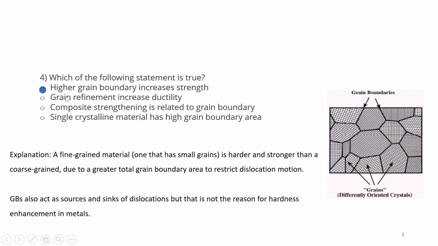So all statements, such as grain refinement increases ductility, it doesn't increase ductility, it increases strength. Composite strengthening is related to grain boundary? No, it is not related to that, it is related to dispersion. And single crystalline material has high grain boundary area? No, it doesn't have any grain boundary region.